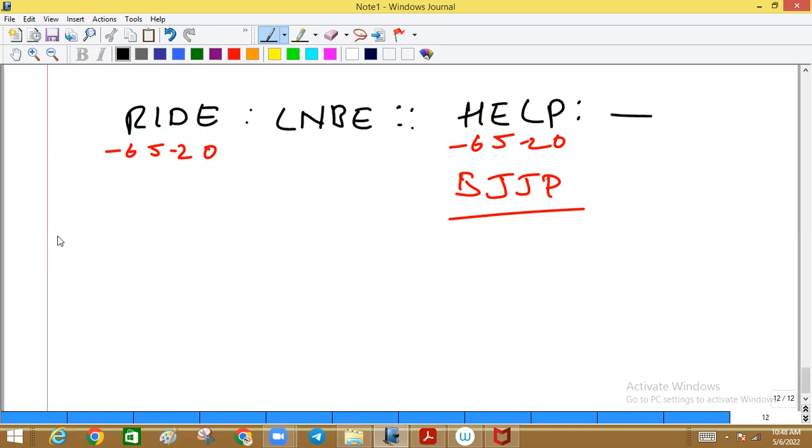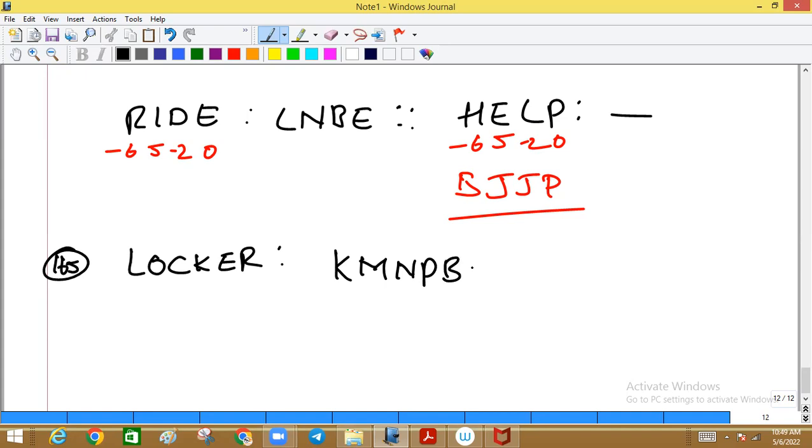Very important. Question number 165 in the material. That is very important, write down this one. Easy but important. LOCKER is coded as KM, NP, BD, JL, DF. How is LEFT coded?